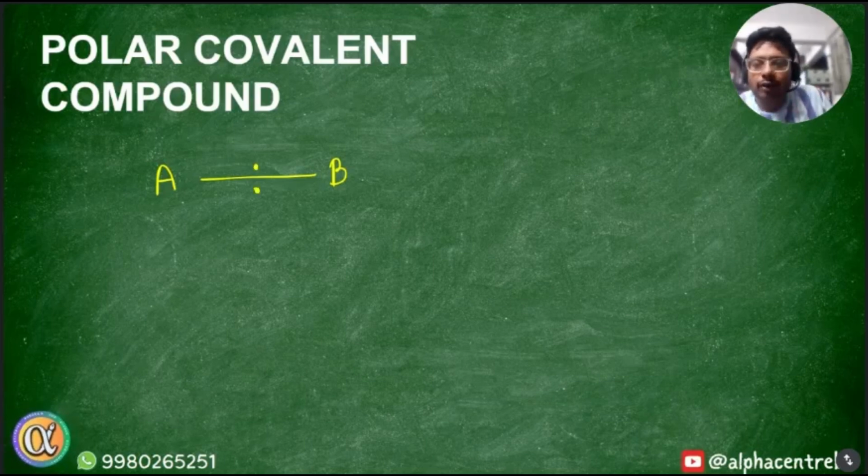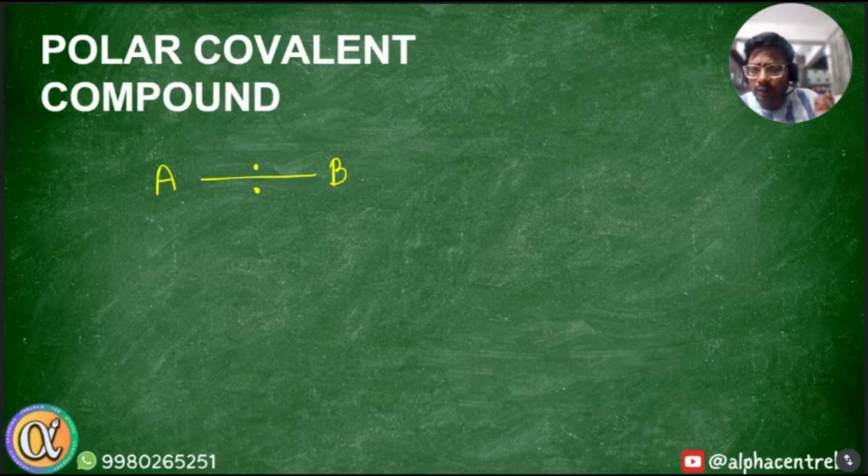Suppose here A and B are forming a covalent bond. If they are forming a covalent bond, they need to share electrons, correct? My general logic says that since both are sharing electrons, the shared pair of electrons will remain right in the center of the two elements. That is what my common logic is trying to suggest. Since both are sharing the electrons, the shared electrons would stay right in the center of the two atoms.